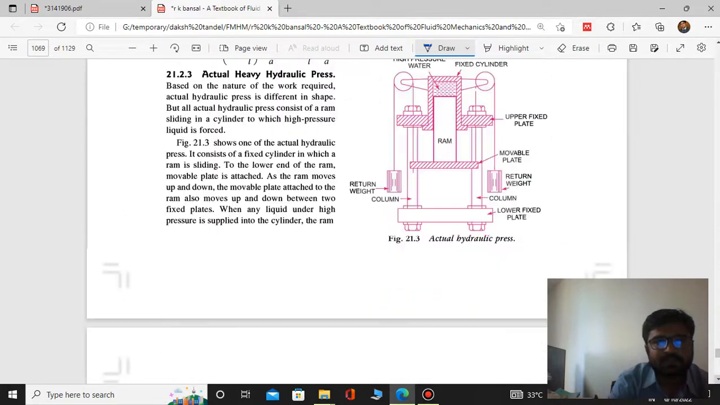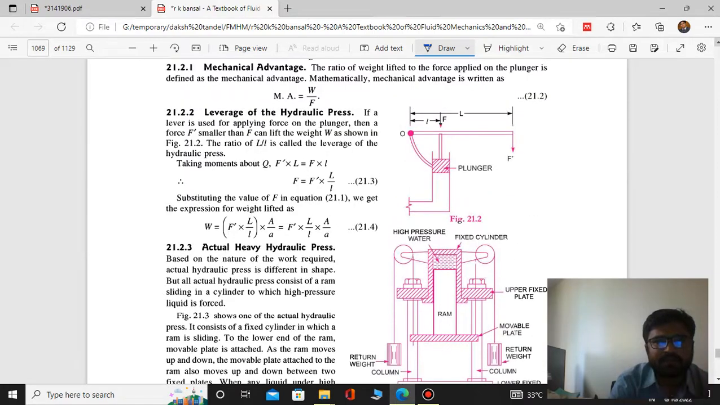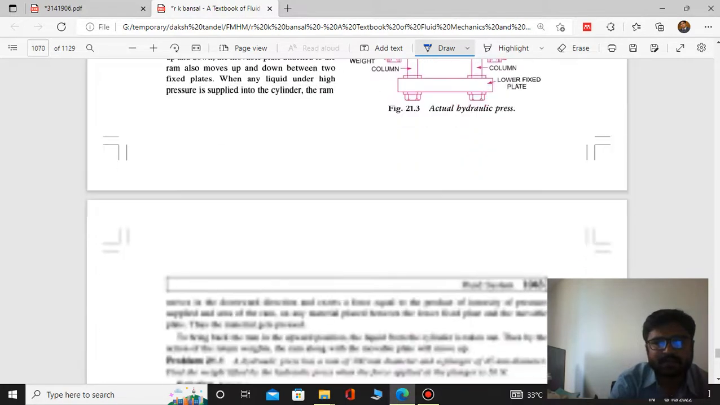After hydraulic press we will have hydraulic accumulator. Now what is the meaning of accumulate? To accumulate means to collect.